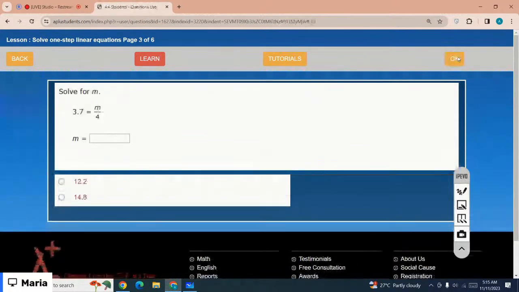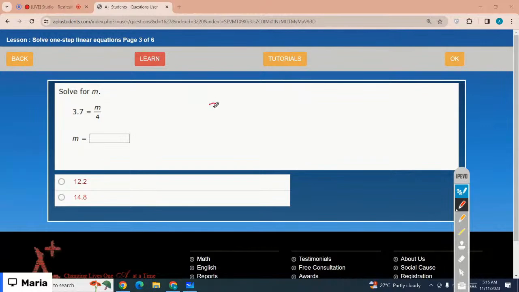Okay, the next one is 3.7 equals m over 4. So which is the correct option? Okay, now you have to calculate the value of m. So how do you calculate? You have 3.7 equals m over 4.